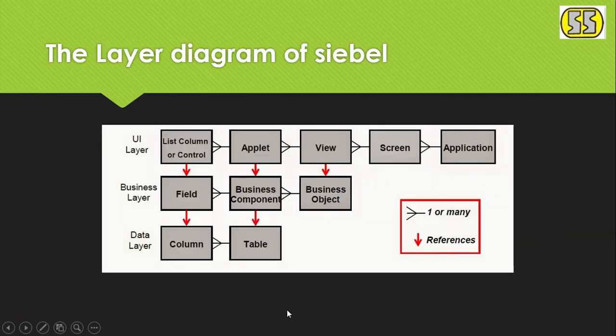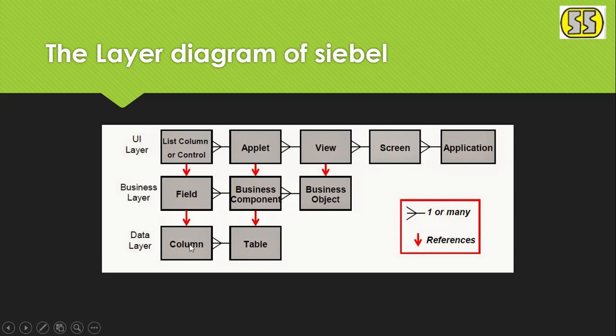Okay. Now, this is called the layer diagram of Siebel. The layer diagram means for creating a development, we have to think phase by phase. So the first basic phase is the data layer. What we are going to understand today is the data layer. In the data layer, it actually points to the database.